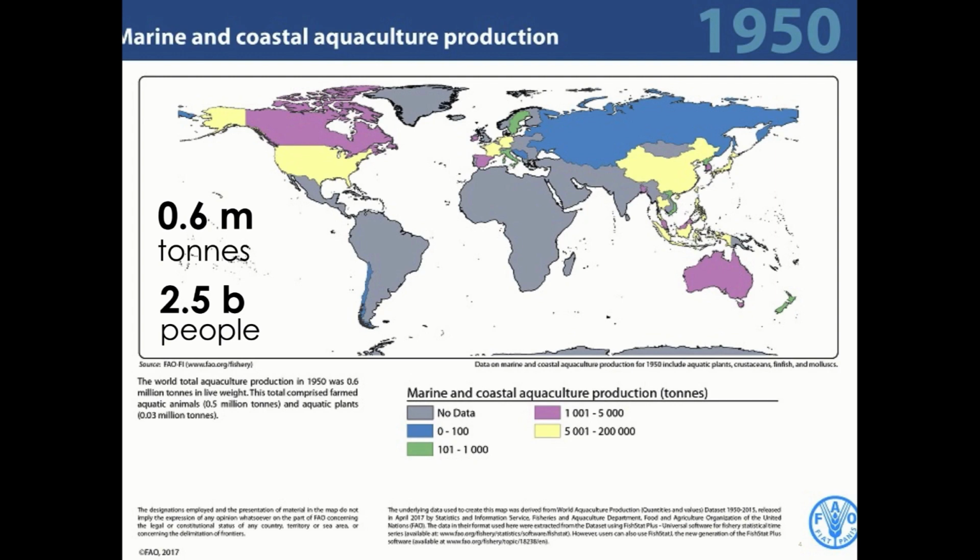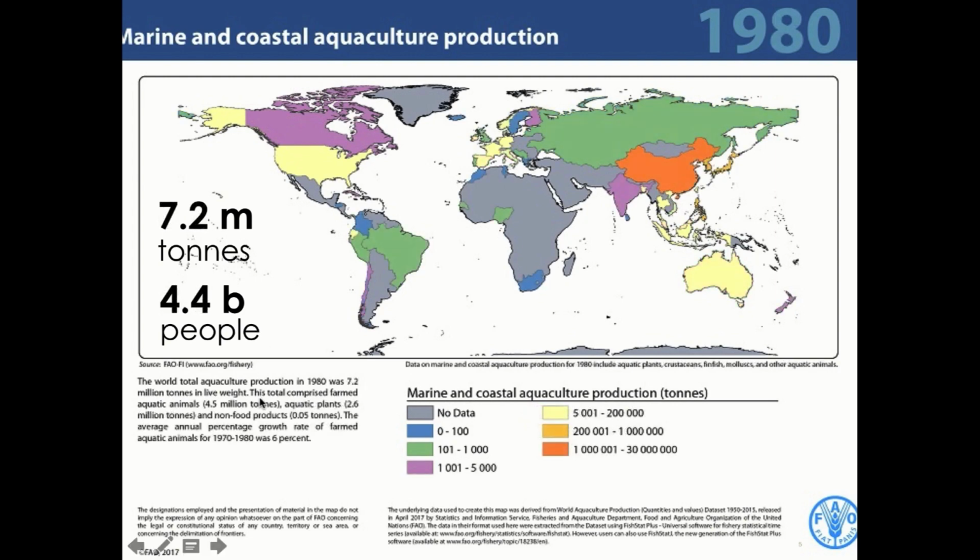So what you can see in this next map is the world production in 1950. So you have grey, there is no production or no data, and in blue 0 to 100, and then you go all the way to yellow where you have 5,000 to 200,000 tons. And in yellow you can see North America, mainly the States, and China and Indonesia with this big production, but it's only 0.6 million tons in 1950, and there are only 2.5 billion people.